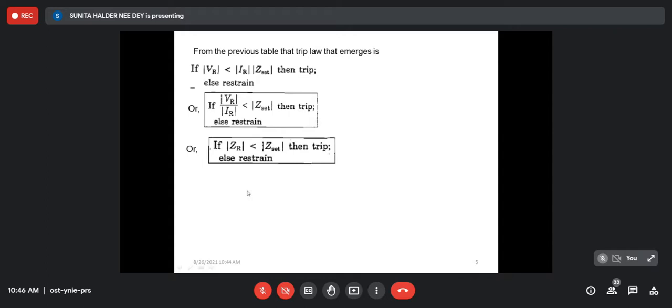So what is the principle? If we measure the voltage, and the voltage is less than IR times Z, then it will trip. Otherwise, restrain. Restrain means it will not operate.